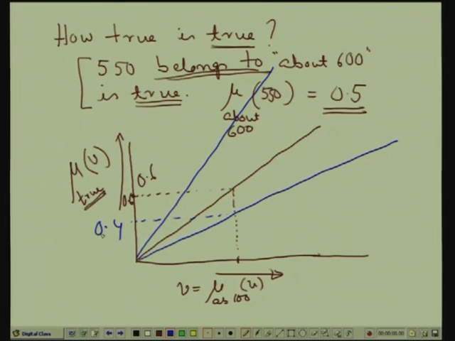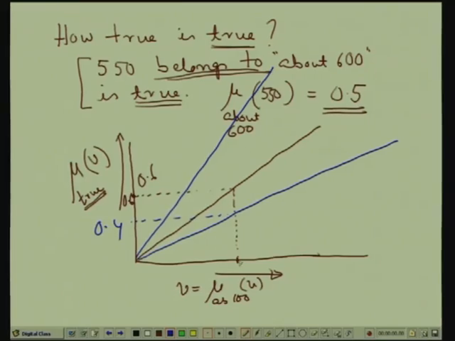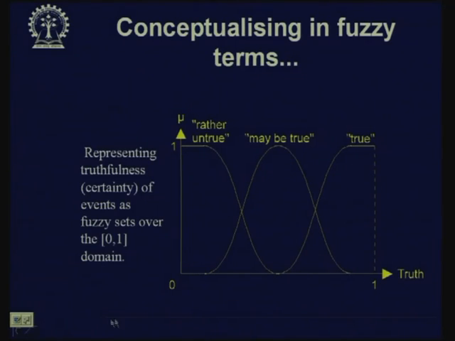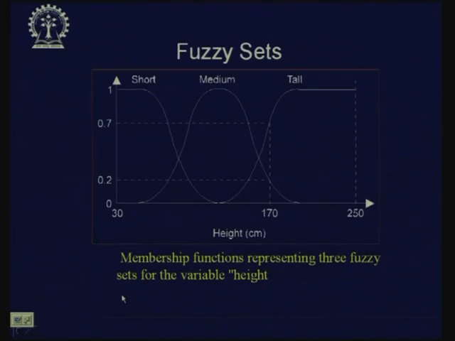Whereas, another person may be a bit more lenient, because he feels that any membership that is more than 0.2, then I can say it belongs to a particular set. So, he will go for this curve, and the same membership of 550 in about 600, which is 0.5, will be taken up here, and it will evaluate to say might be 1. So, in this way the notion of truth can also be modeled in fuzzy set.